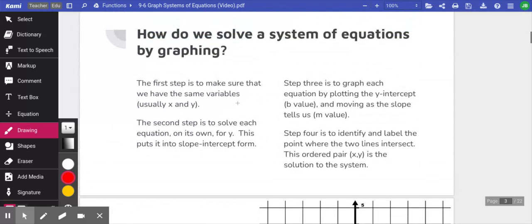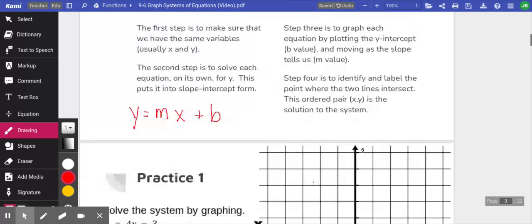Now, our process is the same as what we've been using with graphing. Typically, we want to make sure that we're in slope-intercept form. We need to be able to identify the y-intercept, or that b value. And just a reminder, slope-intercept form is where we have y equals some slope m and some y-intercept of b. So y equals mx plus b. That is the form that we're looking for.